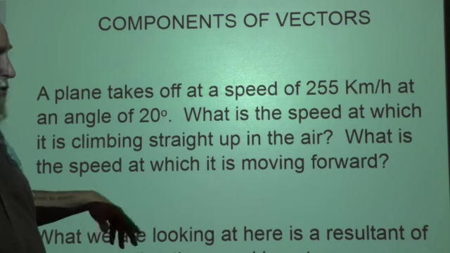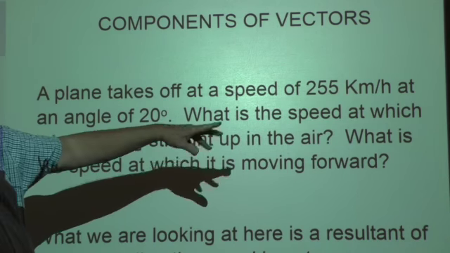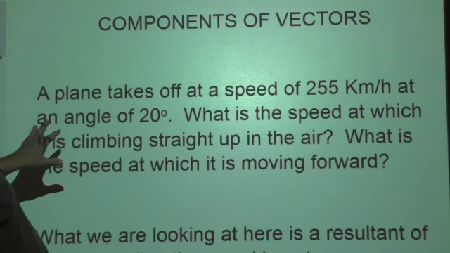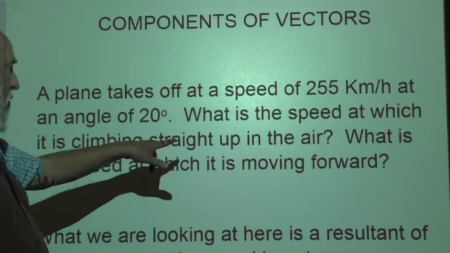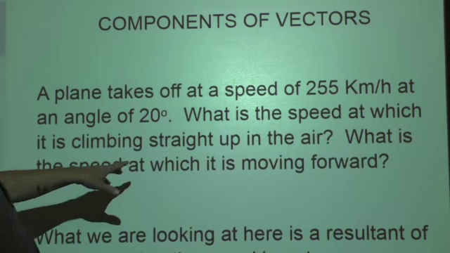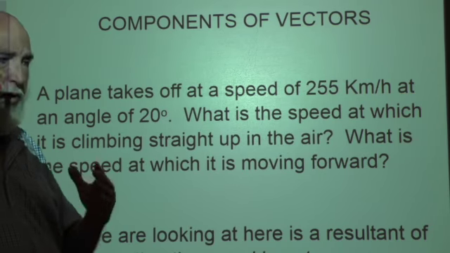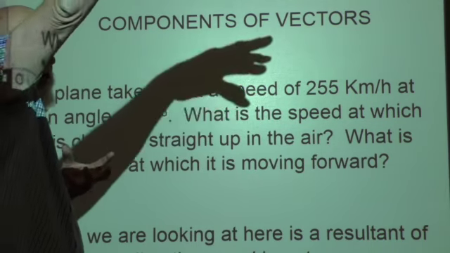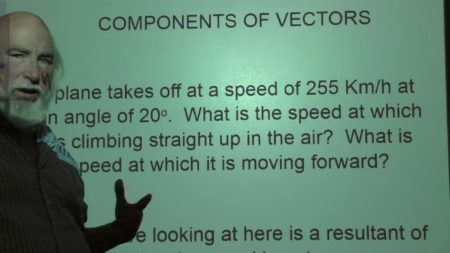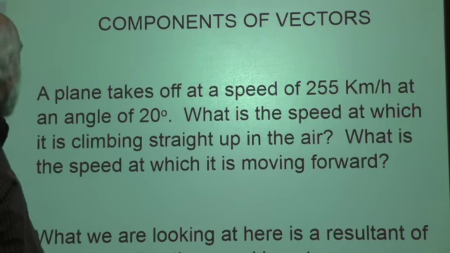So let's take this scenario here. A plane takes off at a speed of 255 kilometers per hour at an angle of 20 degrees. What is the speed at which it is climbing straight up in the air? And what is the speed at which it is moving forward? So we got two things going on. It's going this way and it's going this way. And the two of them together create this oblique line or oblique vector.